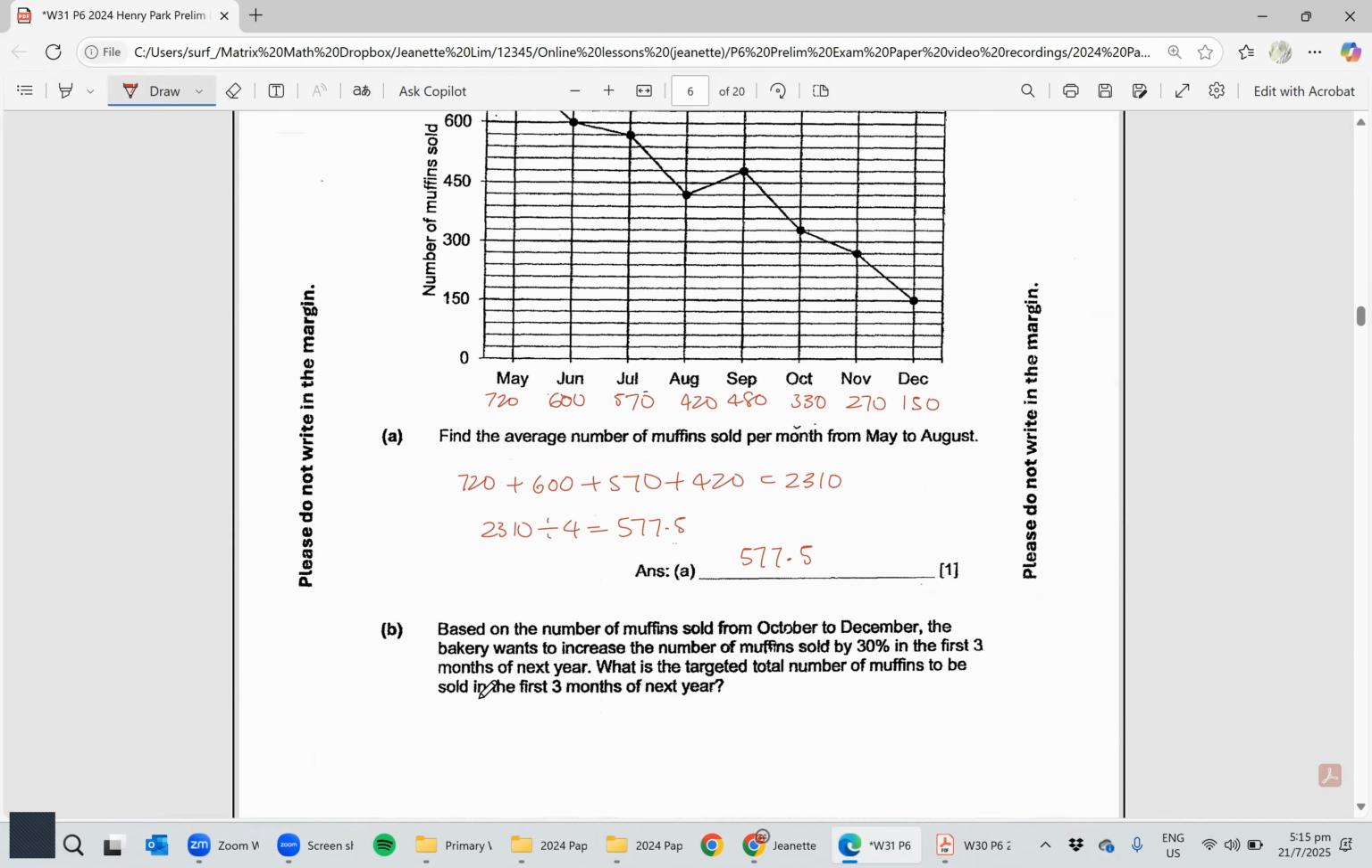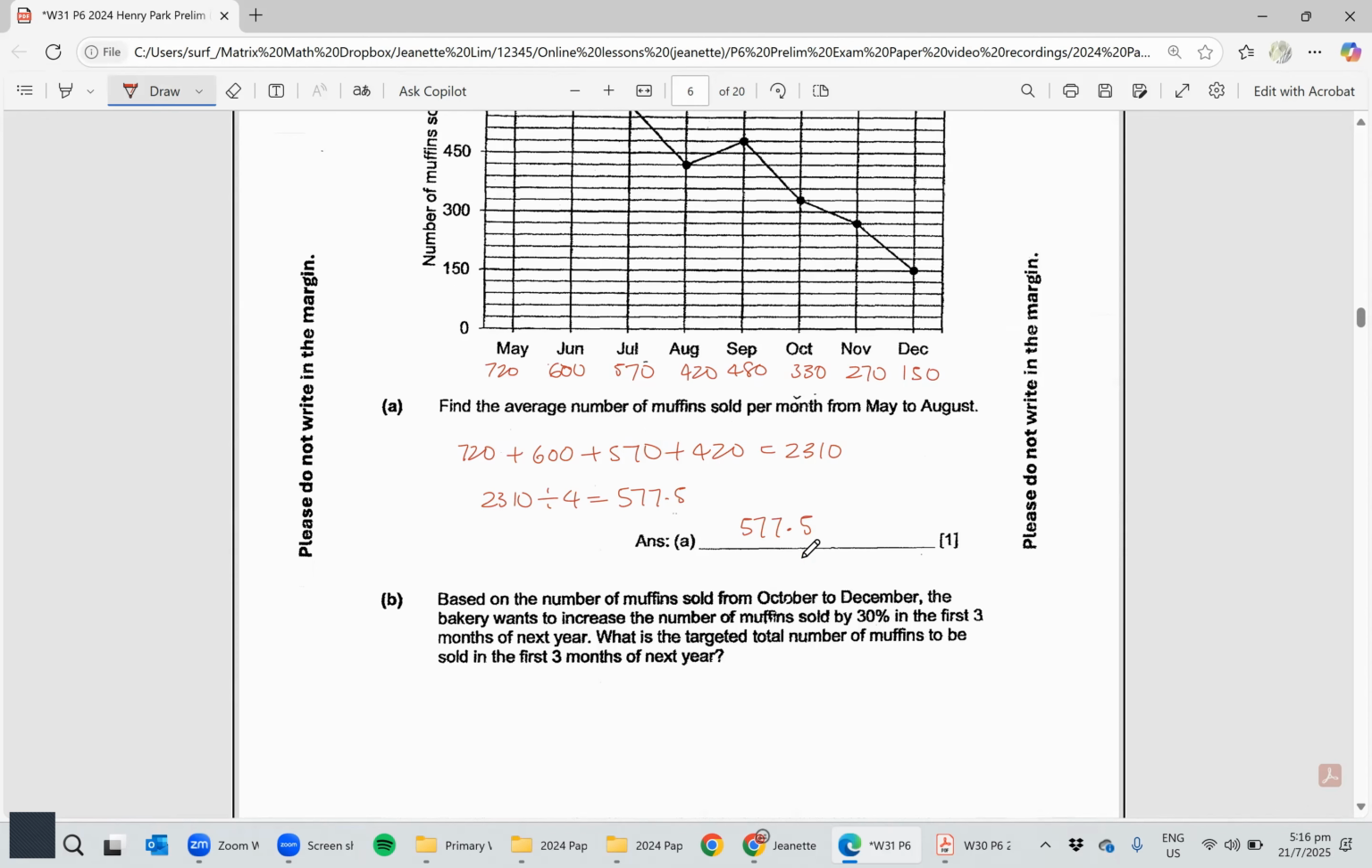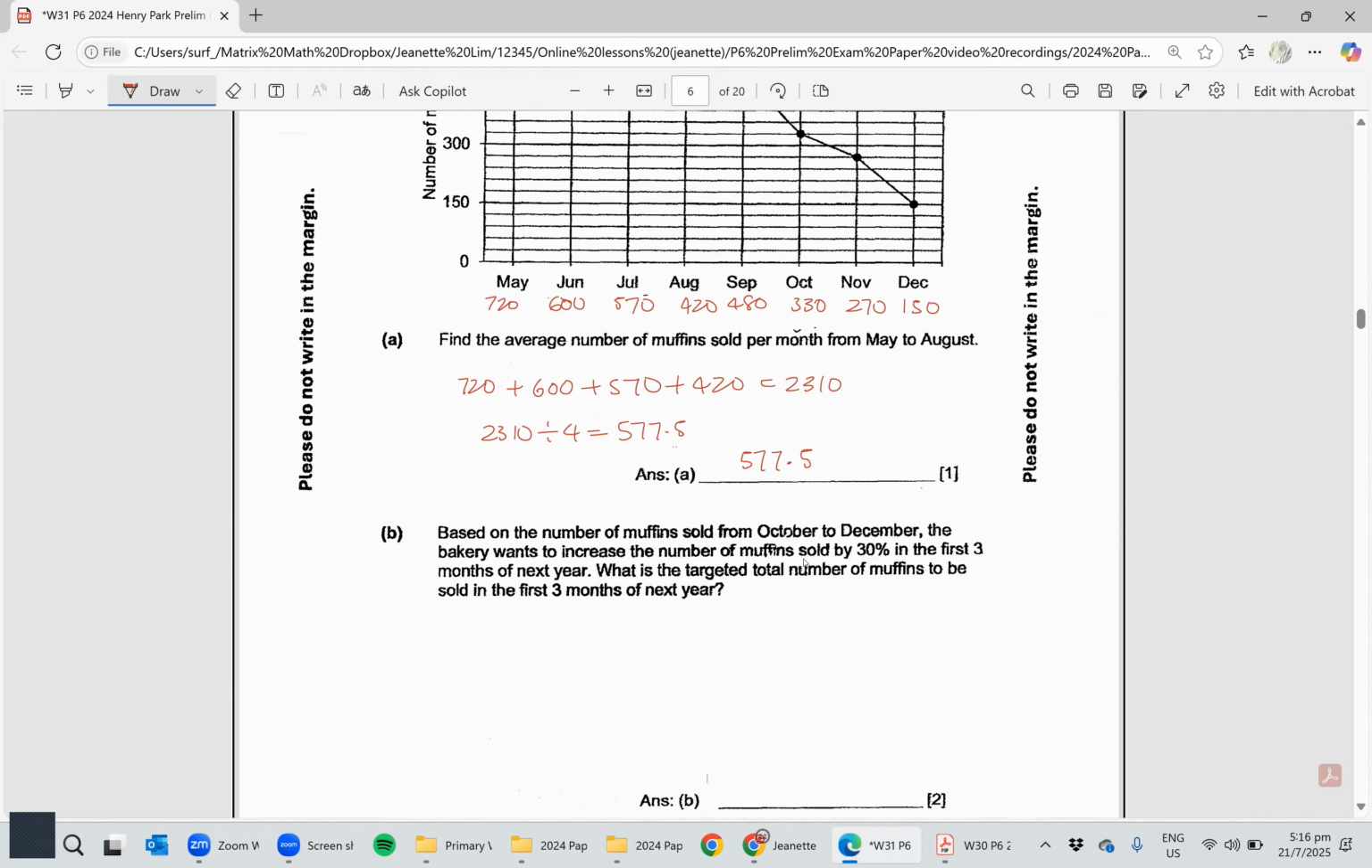Now for part B, based on the number of muffins sold from October to December, the bakery wants to increase the number of muffins sold by 30% in the 3 months of the next year. What is the targeted total number of muffins to be sold in the next 3 months? Okay, so let's add up October to December first. 330, 270, and 150. This will give us 750. This is the original, which is 100%, because you compare it against this, and then there should be a 30% increase.